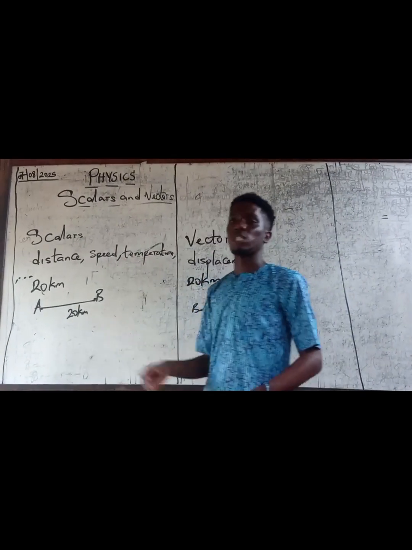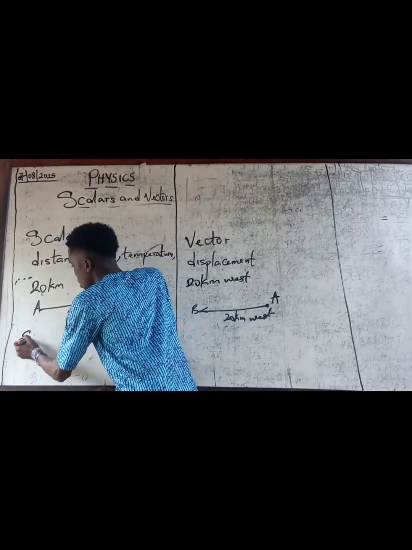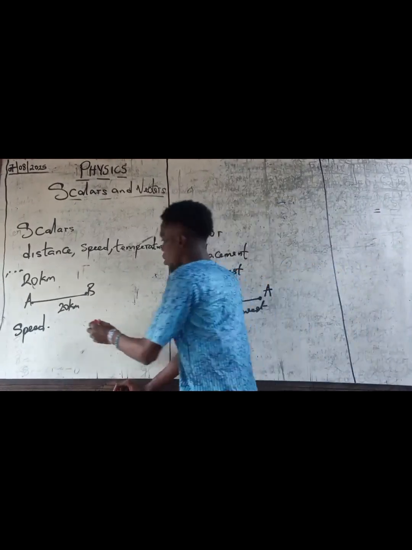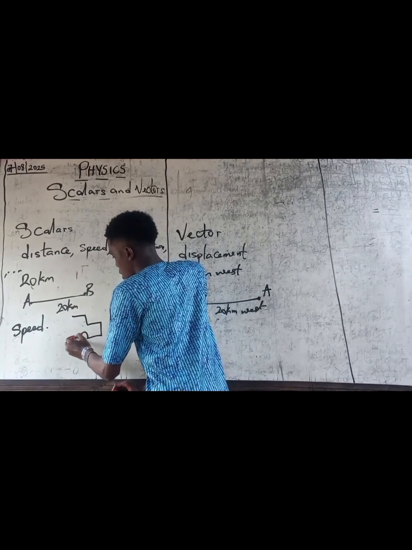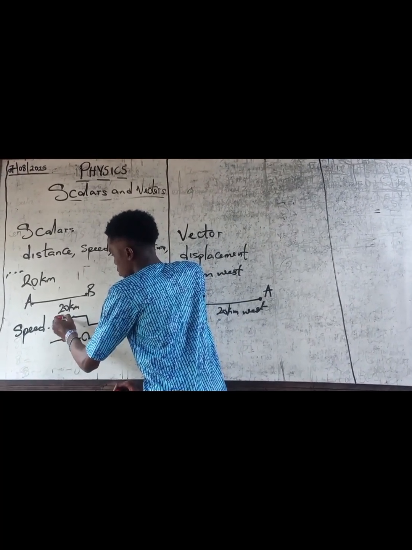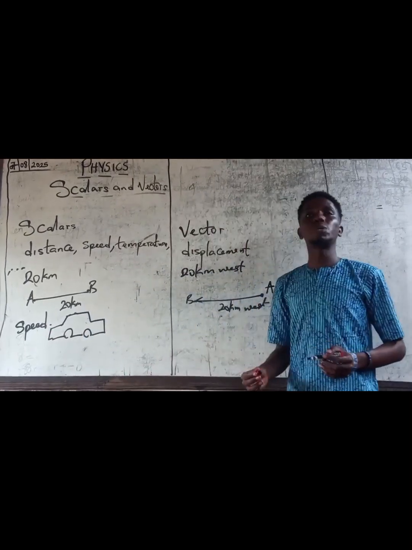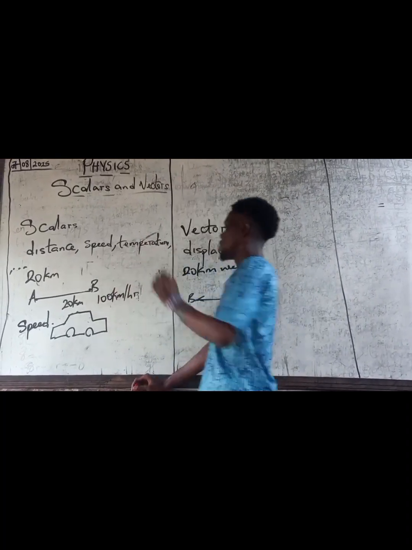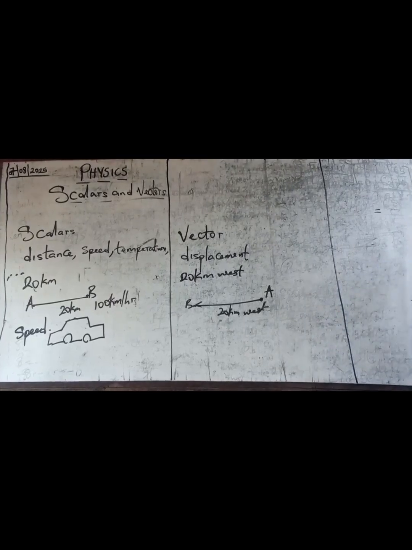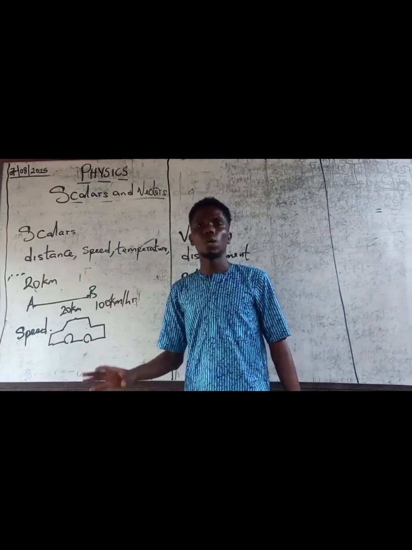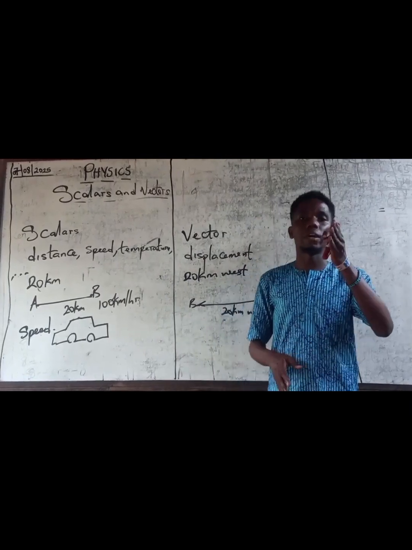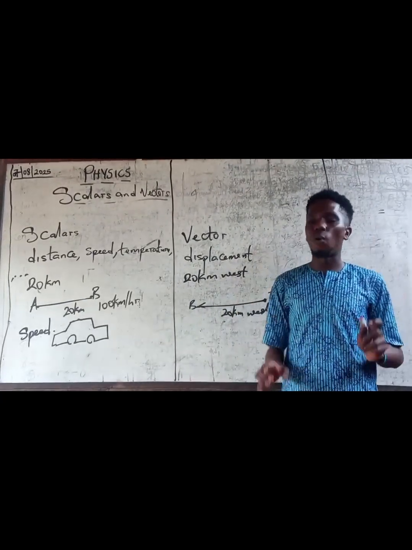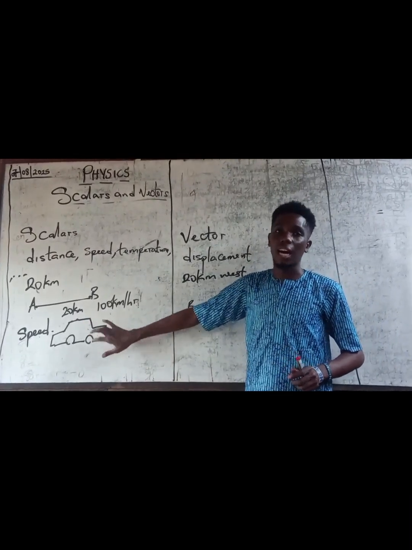The same thing goes for speed. Speed is a scalar quantity. For instance, I can say a bus or a car is moving at a speed of 100 kilometers per hour. This is a scalar quantity. How do we know it is a scalar quantity? Because it only has magnitude. We don't know where the car is going. We don't know if it's going in the northward, southward, or eastward direction. The direction was not specified. So this is classified as a scalar quantity.